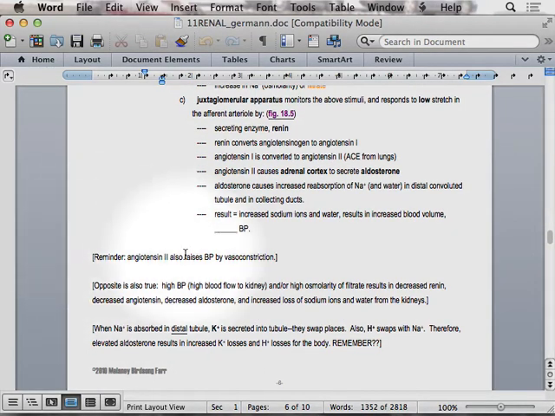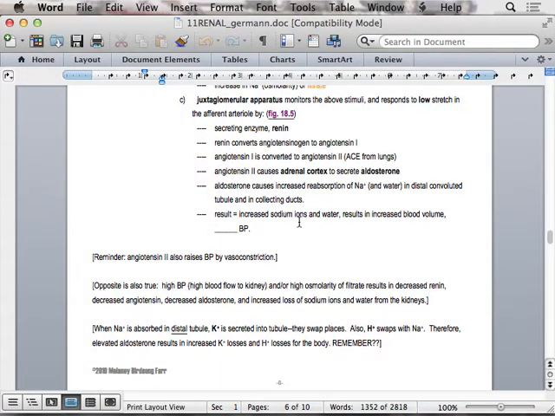The reminder, which isn't particularly pertinent to the kidneys, is that at the same time, angiotensin 2 would also be vasoconstricting systemically, causing vasoconstriction. The opposite, by the way, is also true. High blood pressure detected at those places and/or high osmolarity of filtrate will decrease renin and therefore decrease aldosterone and therefore decrease the DCT reabsorption. Is that okay? Okay.